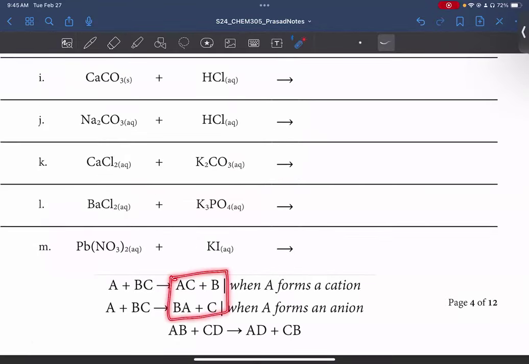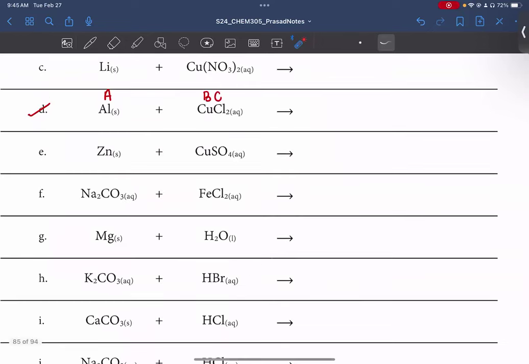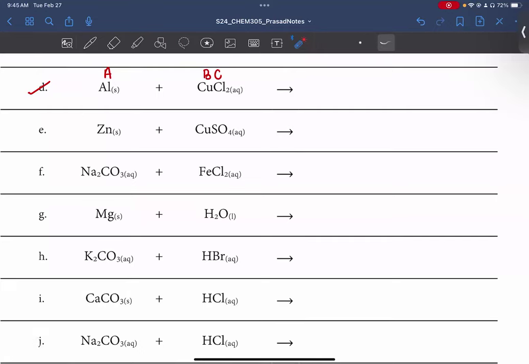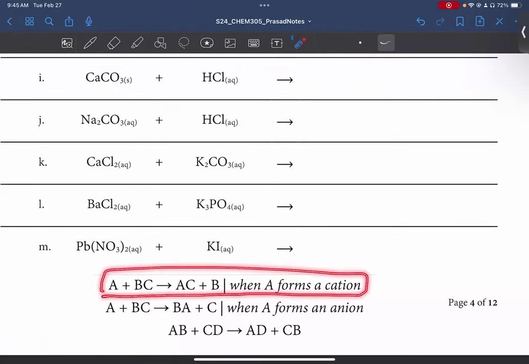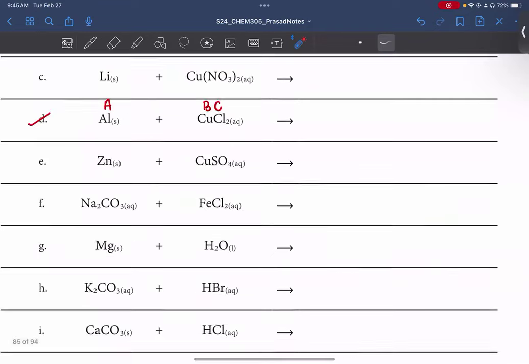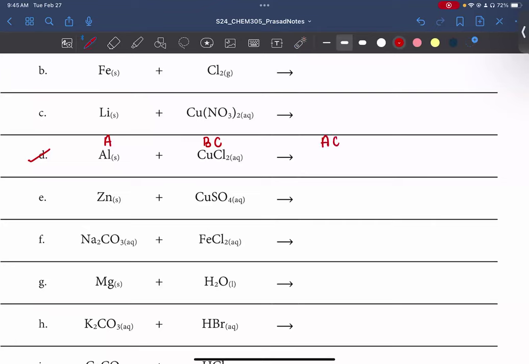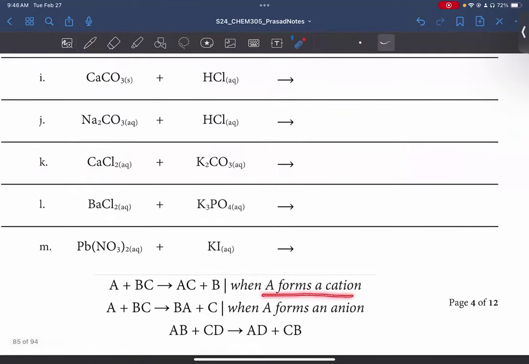These are the products. And we have to know what type of ion A will form. So let me just go back up to confirm. I see aluminum labeled as A. Is aluminum going to be a cation or an anion? Aluminum is in group 3, so it has a charge of +3. Therefore, it'll be a cation. According to the rules, this is a reaction you follow when A is a cation: AC plus B. So that's how I know which generic reaction to use. Again, scrolling down, we identify that aluminum can form a cation, so that is the product template we follow.